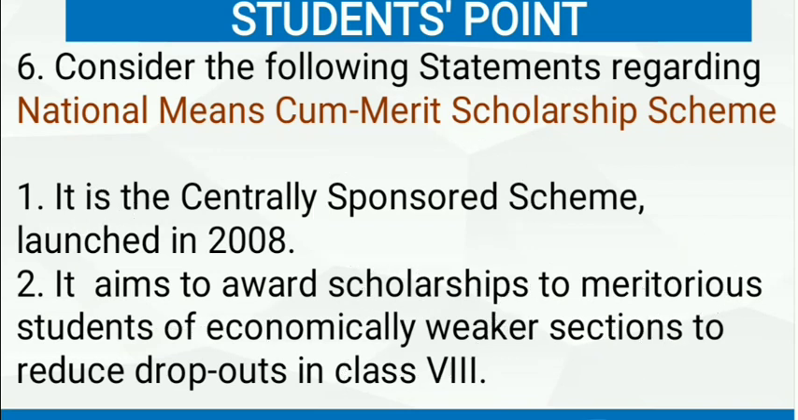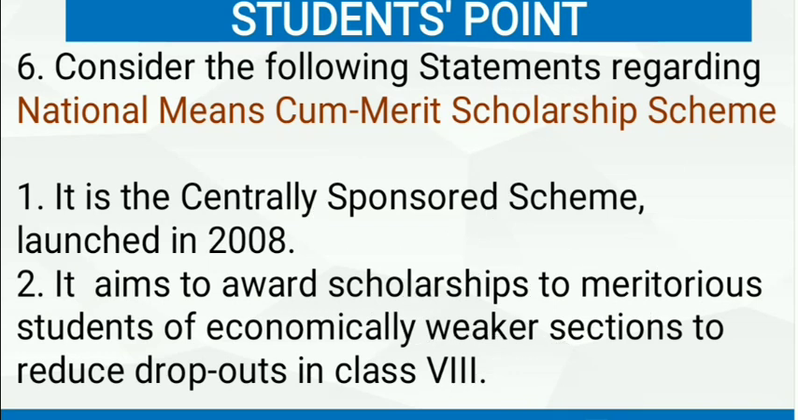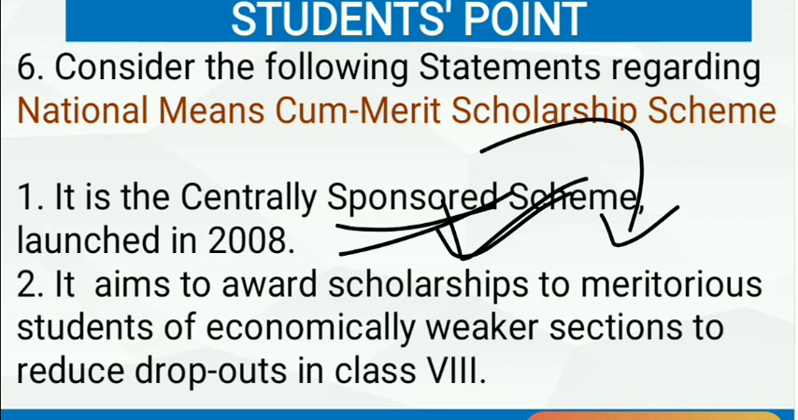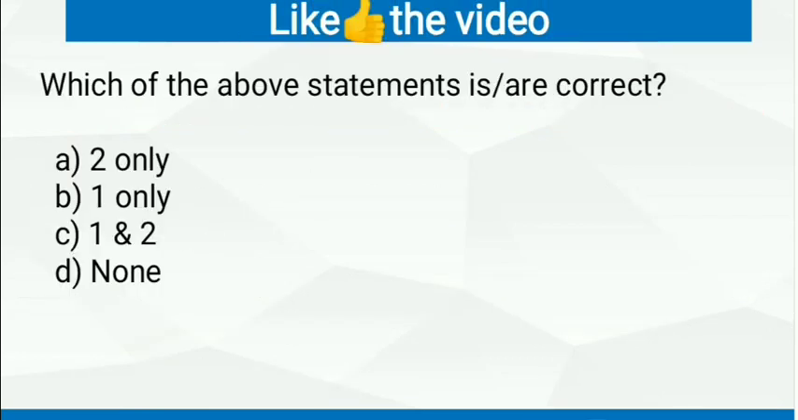But under the central sponsored scheme, the project cost or the cost of a scheme is shared between center and states on 50-50 basis or some other shares. But under this scheme, there is sharing of the project cost between center and states, and the project is implemented by state government. Next, it aims to award scholarship to meritorious students of economically weaker section to reduce dropouts in class 8. This is also correct. Both these statements are correct. C is the right answer.